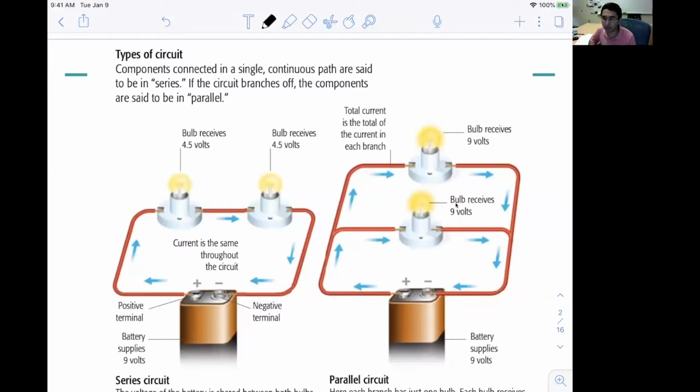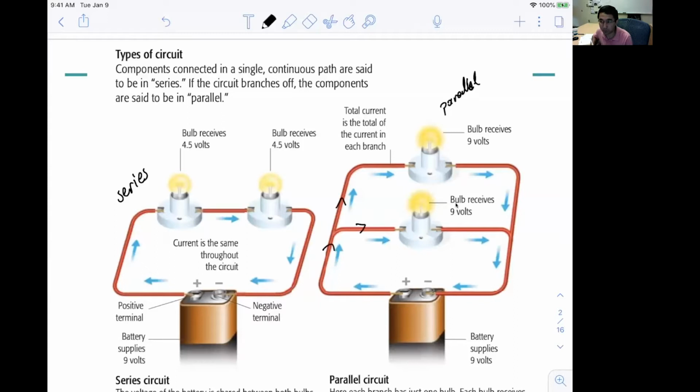In circuits, we have two types of circuits. The first one is series, and that's the one you see in the left picture. Two bulbs are in series, which means that they have the same current passing through them. The second version is the parallel. They don't have the same current, they share the current. The incoming current from the battery is split into two arms.